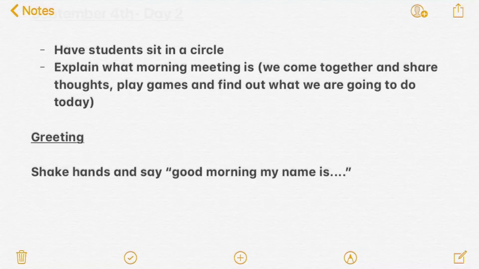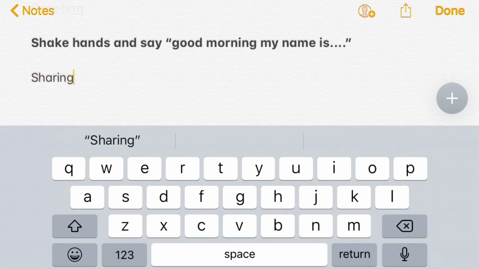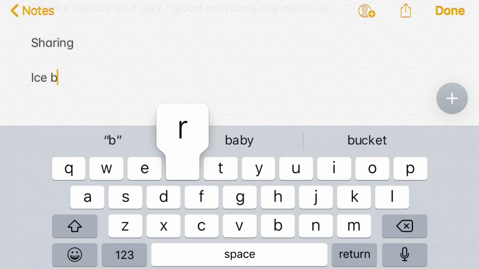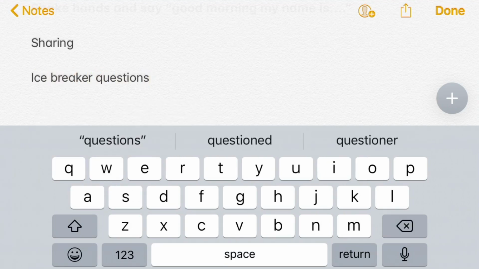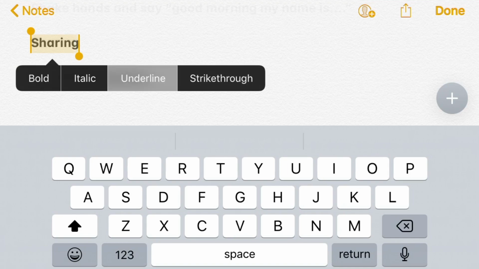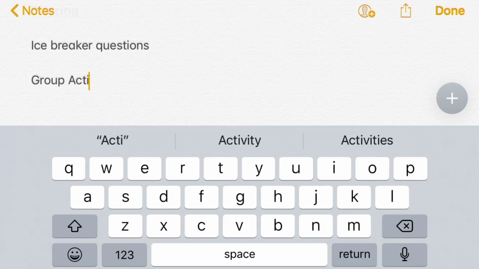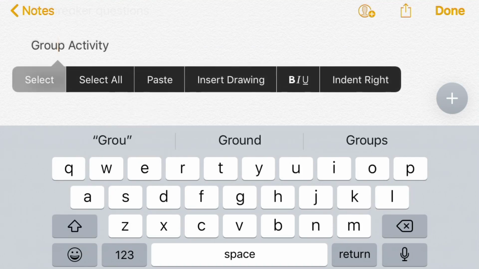So let me type that in here. I didn't do the sharing yet. So sharing is icebreaker questions. And I'm gonna underline that. And group activity is going to be Guess the Leader.